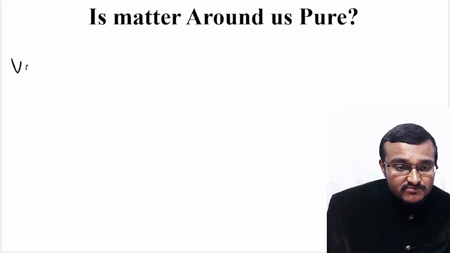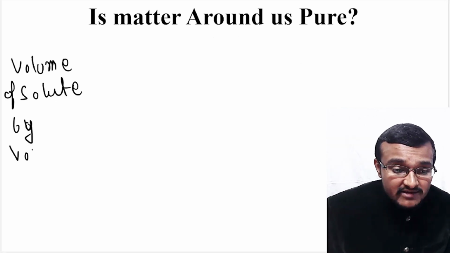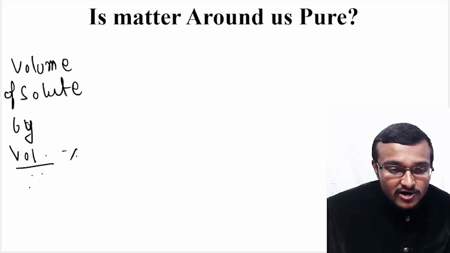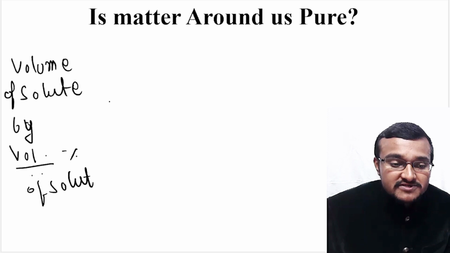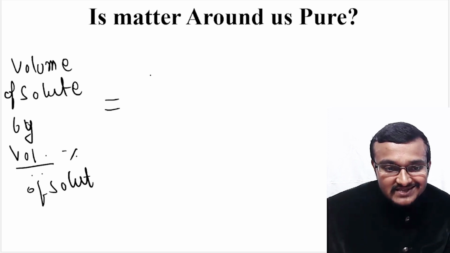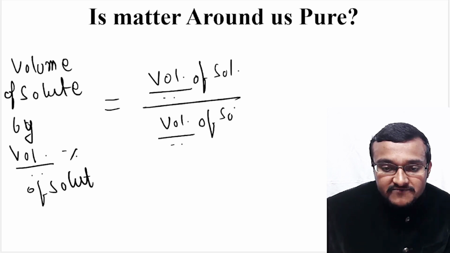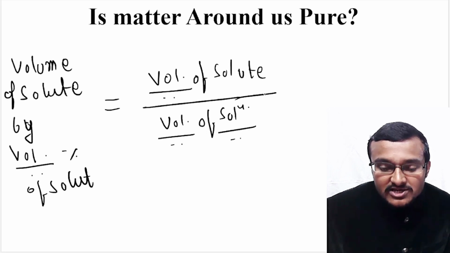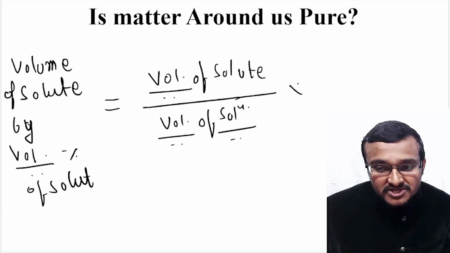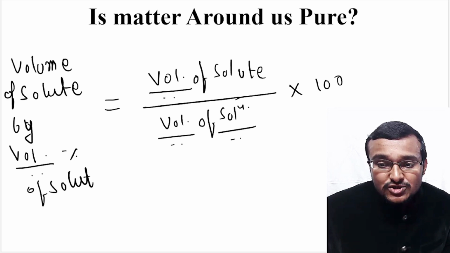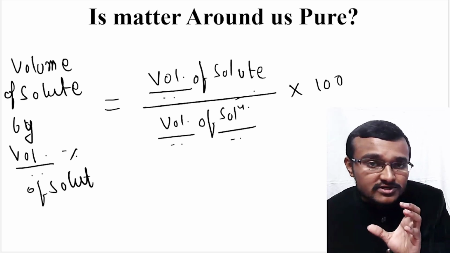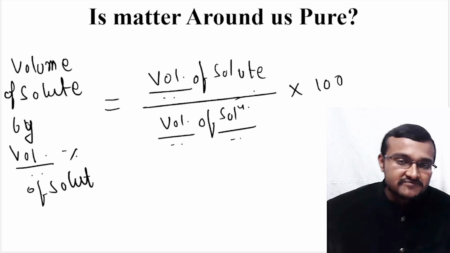There is one more term called volume of solute by volume percentage of solution. To calculate it, you just put volume of solute in the numerator and volume of solution in the denominator. So in the numerator there will be volume of solute, in the denominator there will be volume of solution, and into 100 will give you volume of solute by volume percentage of solution.